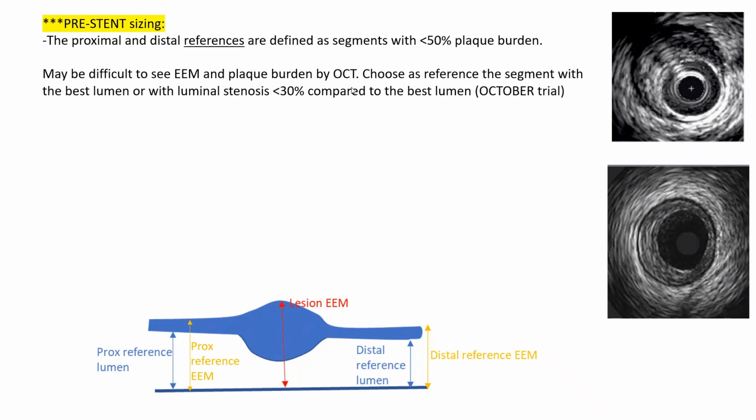So by OCT, you may have to choose as reference the segment with the best looking lumen around the stenosis area, or with a luminal stenosis less than 30% compared to the best lumen. This is what was used in the OCTOBER trial. So the lumen of that reference zone is not more than 30% obstructive in comparison to the best lumen.